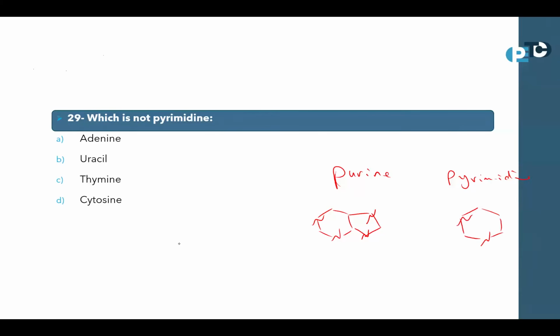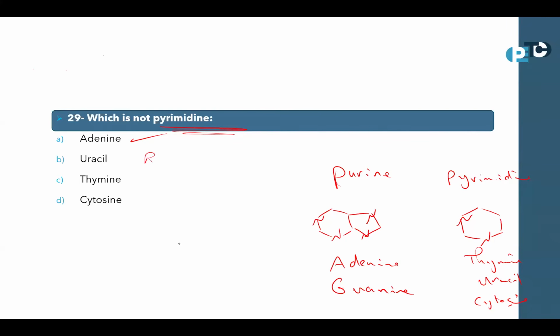What are the bases of purine? We have two bases only, adenine and guanine. While in the pyrimidine ring, we have three bases: thymine, uracil, and cytosine. Okay? Which is not pyrimidine? Of course, it will be adenine.